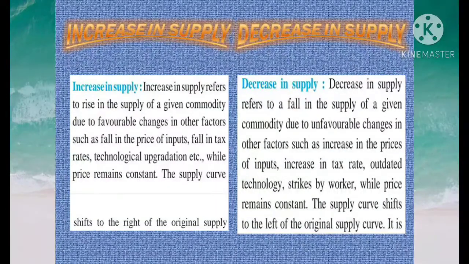The meaning of decrease in supply. Decrease in supply refers to a fall in the supply of a given commodity due to unfavorable changes in other factors such as increase in the prices of inputs, increase in tax rate, outdated technology, strikes by worker, while price remains constant. The supply curve shifts to the left of the original supply curve.